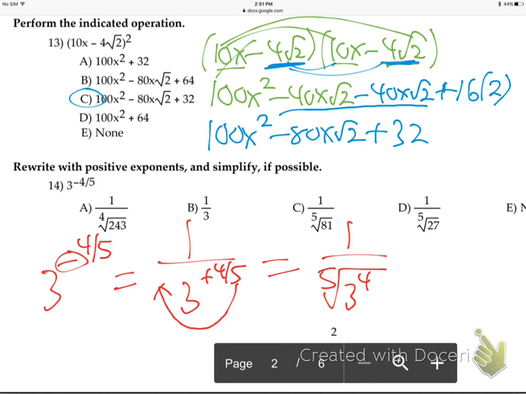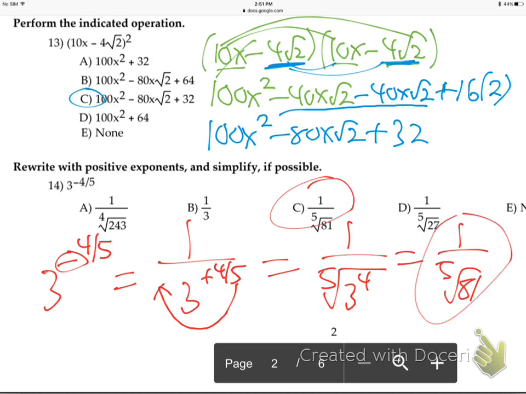Good? And then what is 3 to the 4th? It's 81. So it's answer C. 3 to the 4th, you use calculator. 3 times 3 times 3 times 3. 81. There it is. C. Is that good?